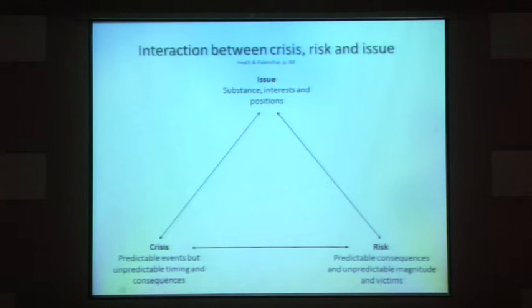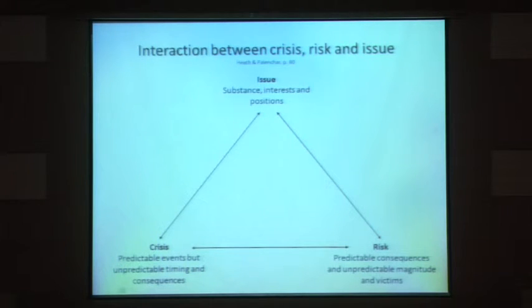This is a fairly complicated little chart, but it comes from Heath and Palenchar's book. It's designed to show us the possible links between an issue, the risk that that issue might go bad, and the possibility that it could end up in a crisis. And so they're saying that on the issue, we might take a position.